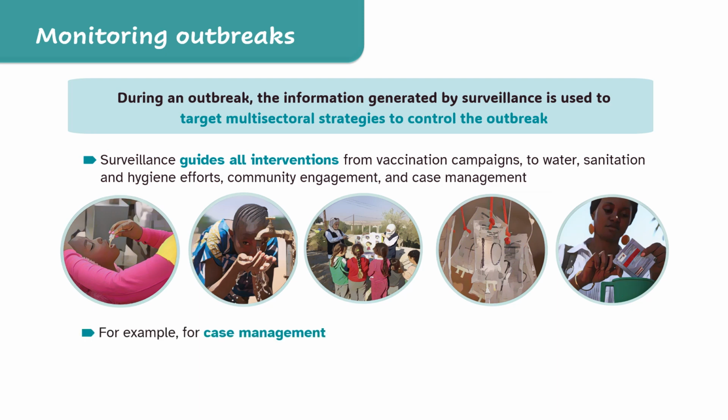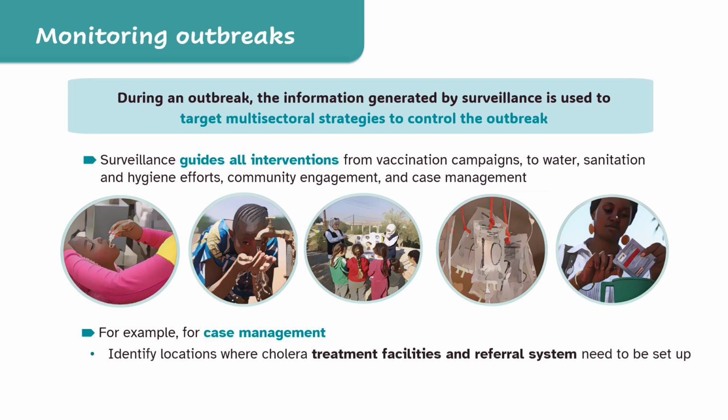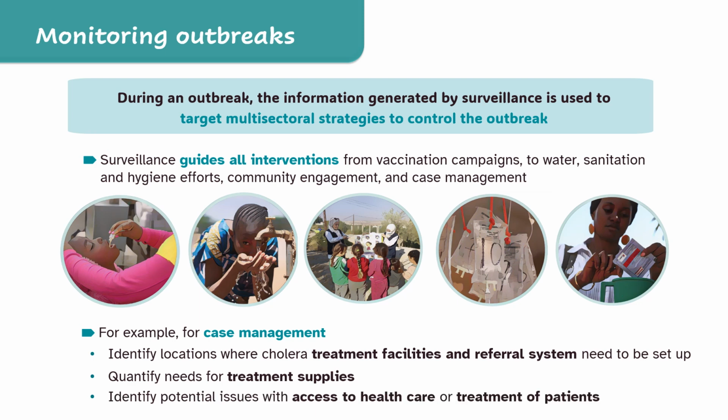For example, regarding case management, surveillance provides information to identify locations where cholera treatment facilities and referral systems need to be set up, to quantify the needs for treatment supplies, as well as to identify potential issues with access to healthcare or treatment of patients in order to fix them.